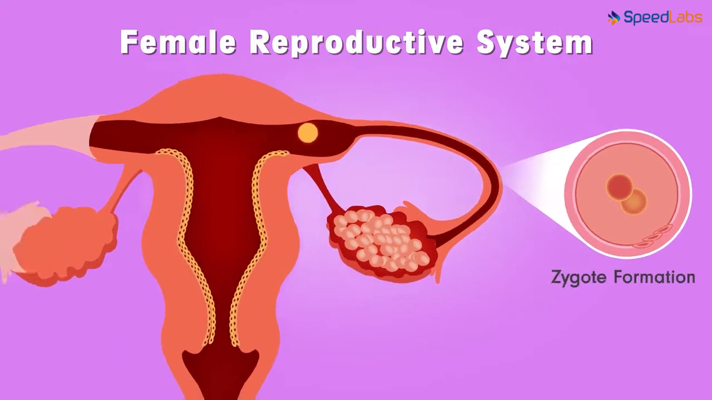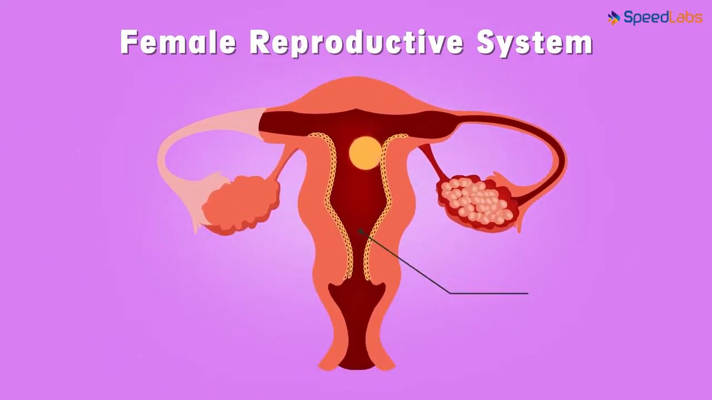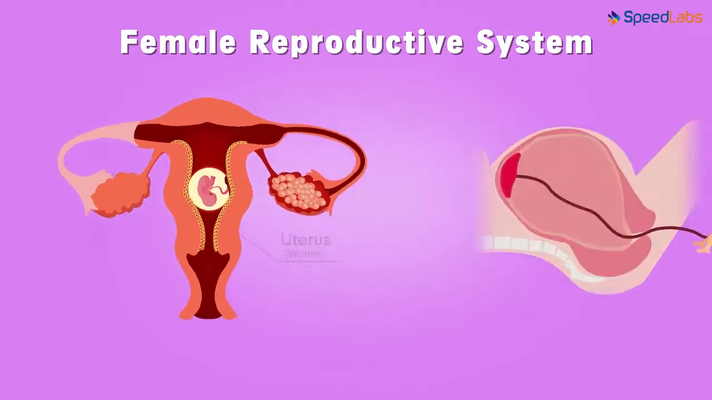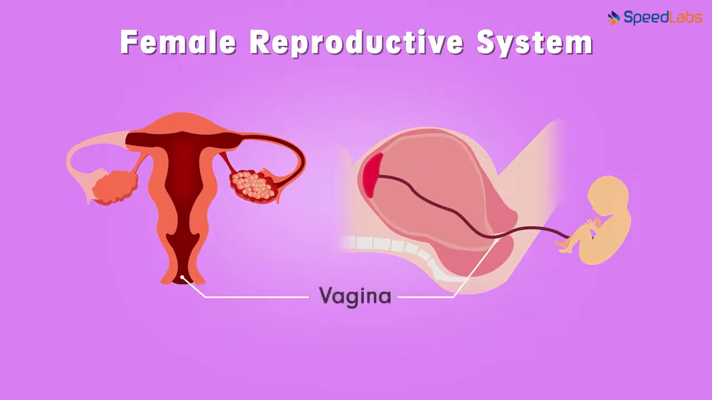Now, where will this embryo go further? Needless to say, the uterus. We know that the uterus, commonly referred to as the womb, is the site of development of a baby. And when the growth of the baby is completed, it comes out of the mother's body through the vagina.